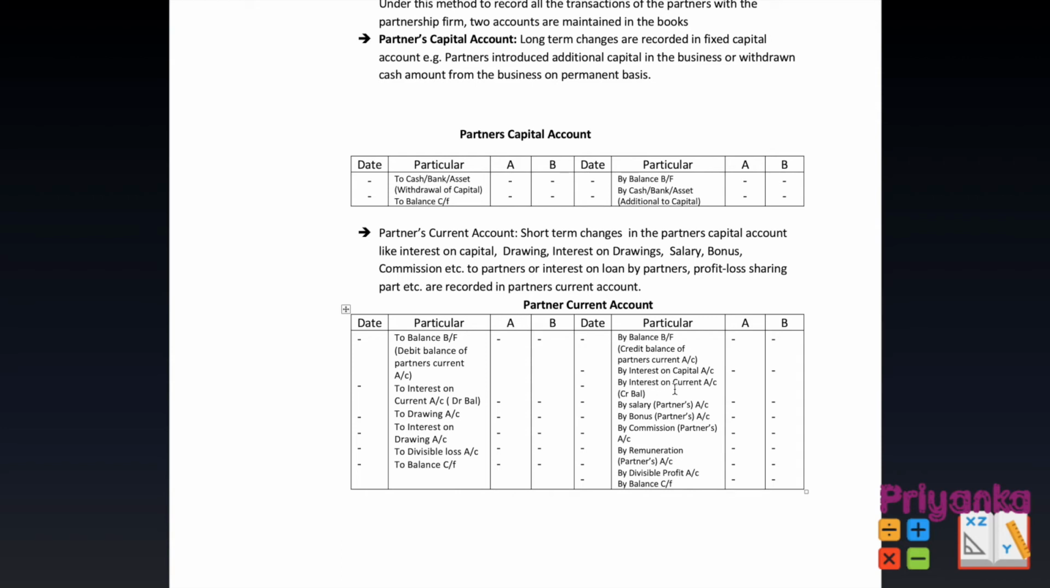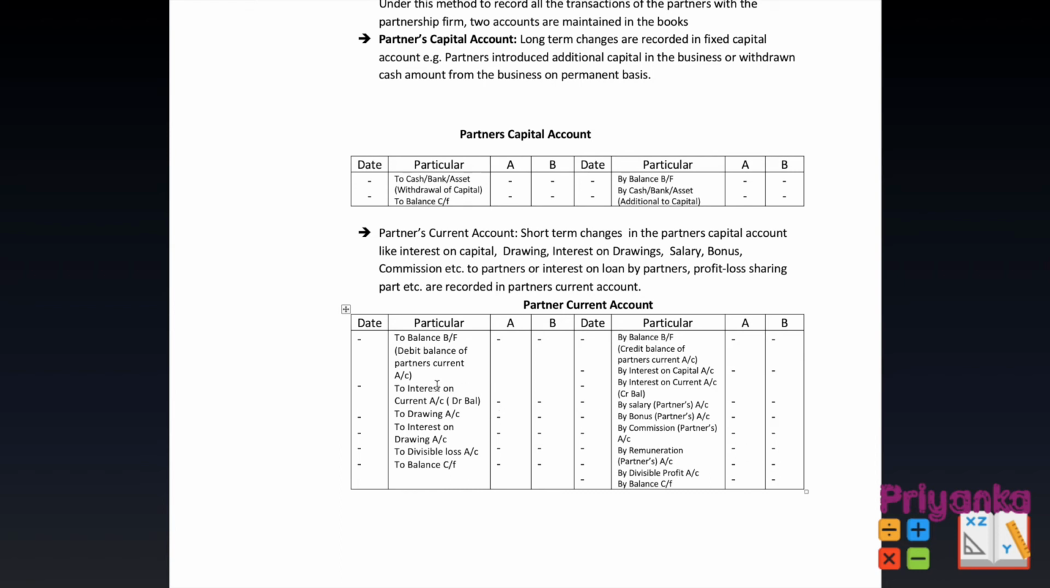Moving to the next, interest on current account, if the question says to calculate it, we will calculate and record it on the same side as the credit balance. Then similarly, salary, bonus, commission, remuneration of partners will be recorded on the credit side of the partner's current account. And divisible profit, if we find a balance on the credit side.